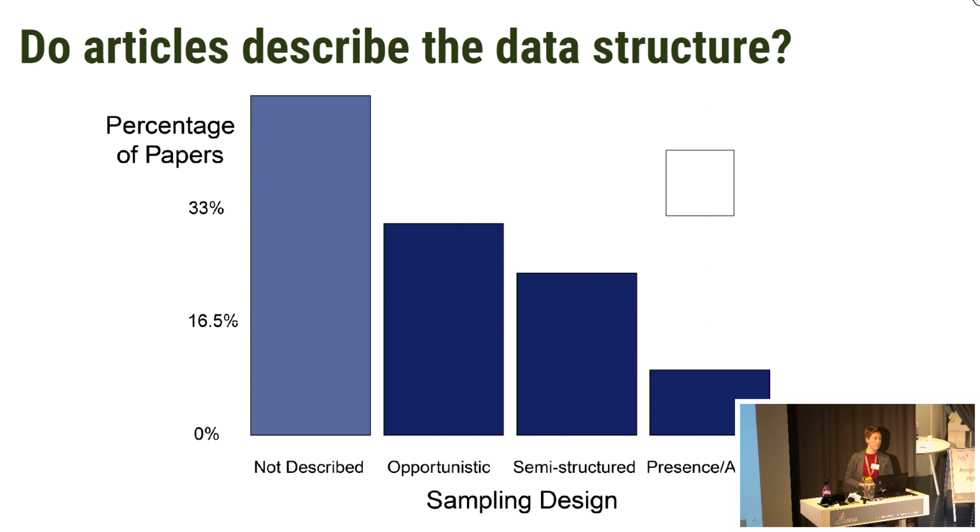It's often thought the presence-only data go hand in hand with being opportunistically collected, but it's not always the case. That can be collected in a structured way, and we wondered how common that was. As you can see, opportunistic data is the most common among papers that do report sampling design, but there's also quite a bit of semi-structured and even quite heavily structured data being analyzed in a presence-only framework. And perhaps not surprisingly, there's also quite a bit of papers that did not describe that data structure at all.